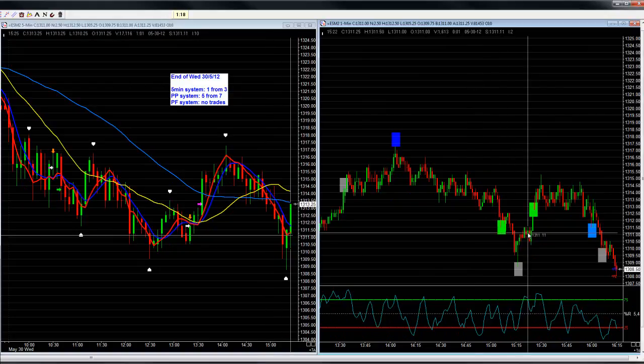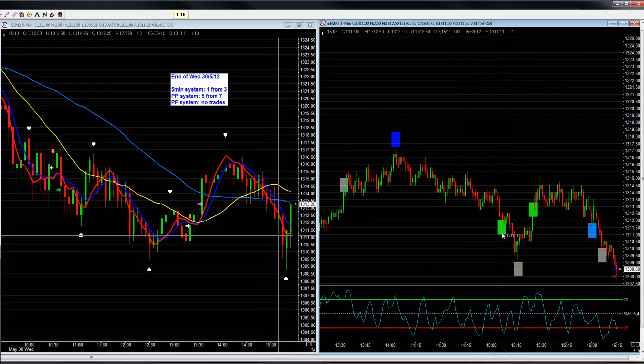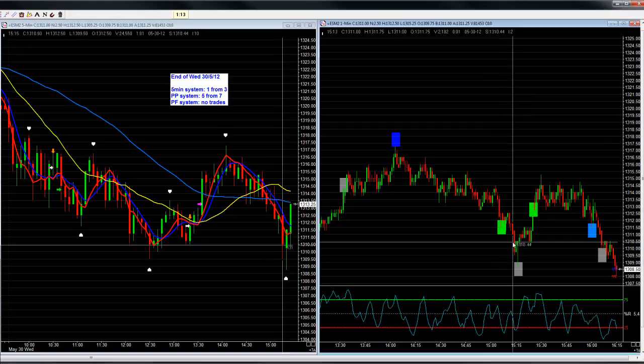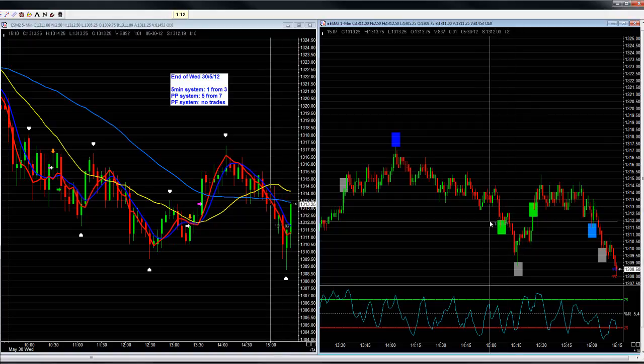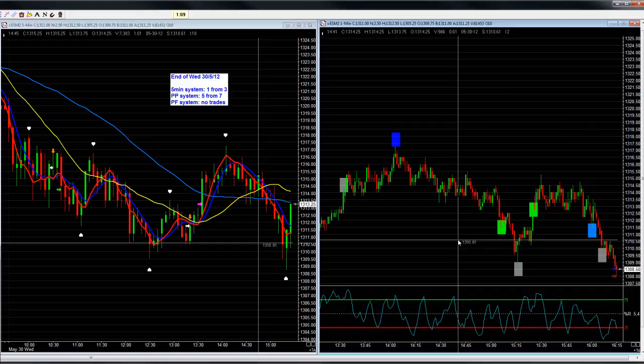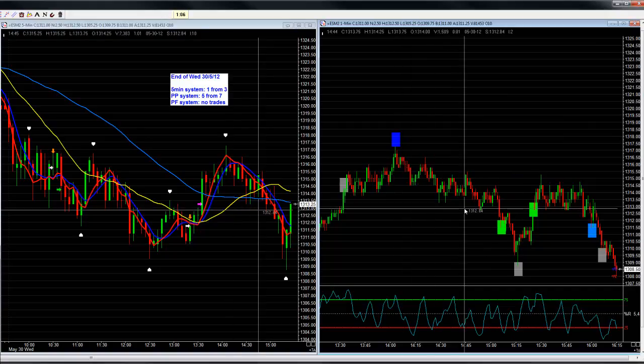But even though it's a bit of a peculiar setup, again it's within an automated system, so we just need to keep on taking them, and that's where the strength of the system is. So this particular day, 3 PowerPoint setups and 2 out of the 3 worked.